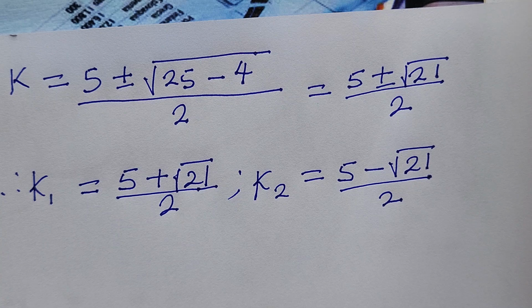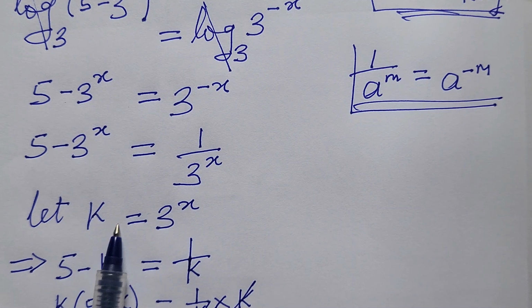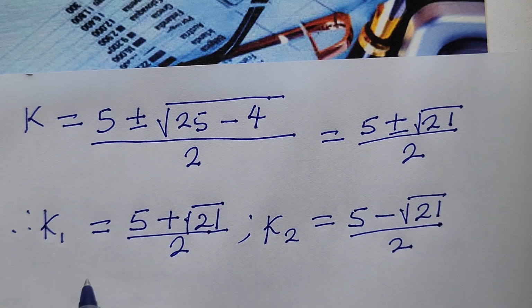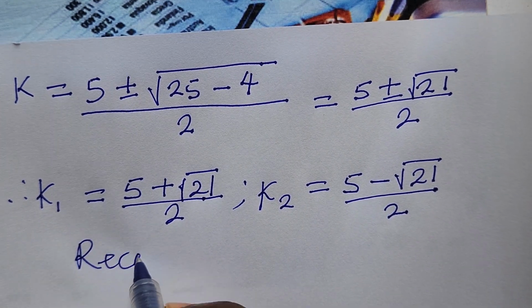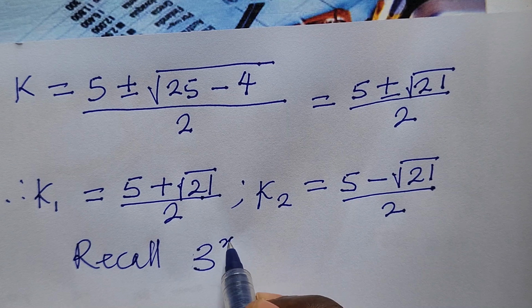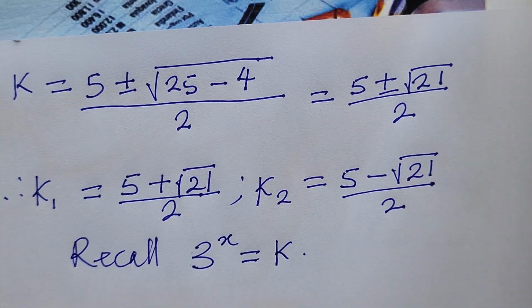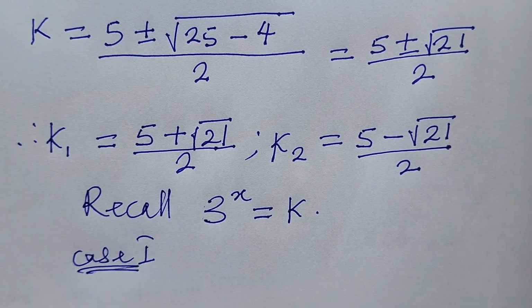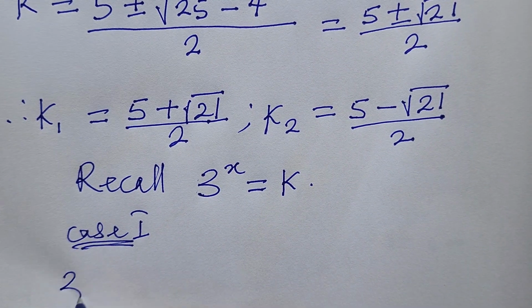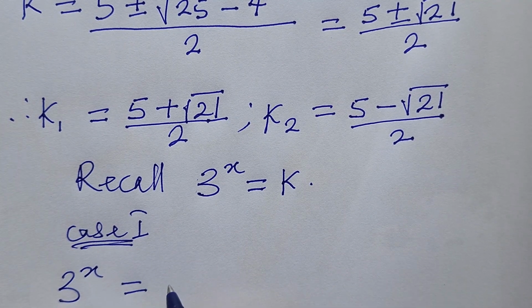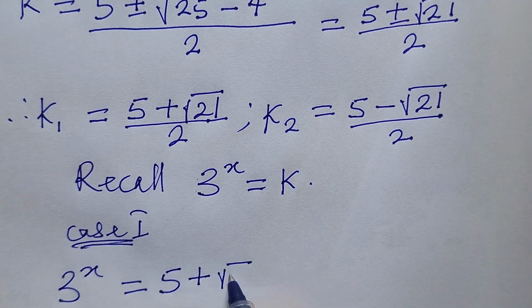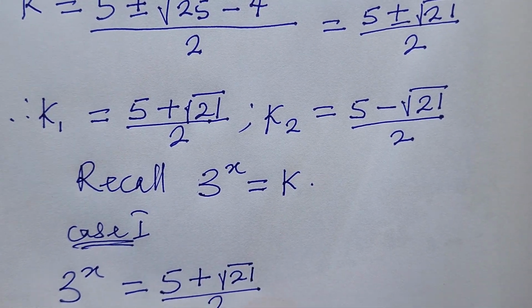Again, we have to recall where we said let k be equal to something. Where is it? Yeah, we said let k be equal to 3 to the power of x. So from here, we'll now say recall that we have 3 to the power of x is equal to k. So we're going to take case 1. Mark case 1, we have this. So we're going to have here 3 to the power of x is equal to 5 plus the square root of 21 all over 2.